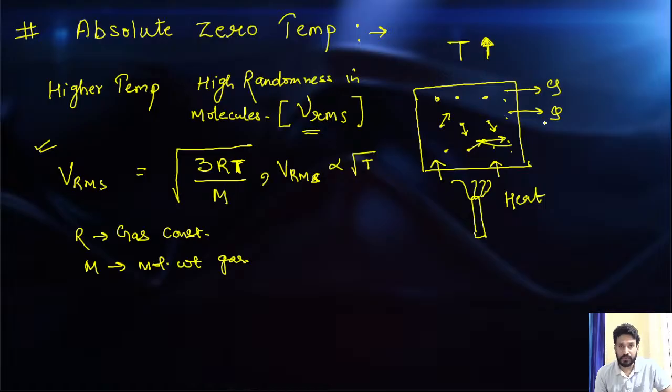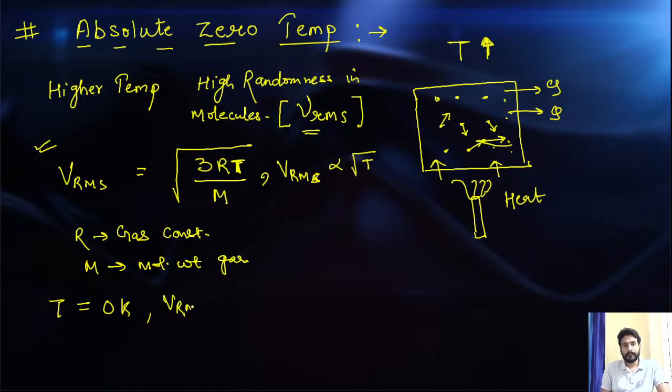Is it clear to you? Yes or no? So that temperature is called absolute zero temperature. If you take T equal to 0 Kelvin and put T as 0 here, VRMS is 0. What is the meaning? It means the velocity of the molecules is 0. It means the molecules are not going here and there. It means that the motion of the particles is ceased.